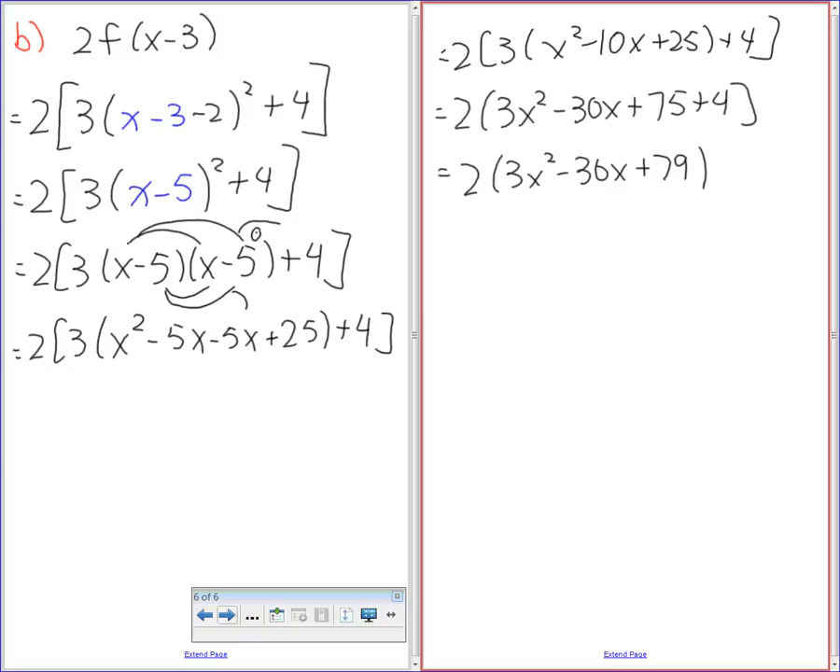And to continue on with what Riley said, 79 was our question before, right? So it's close to what we wanted, but there's still a lot more. So that's 6x squared. Somebody help me here. 158, is that right?